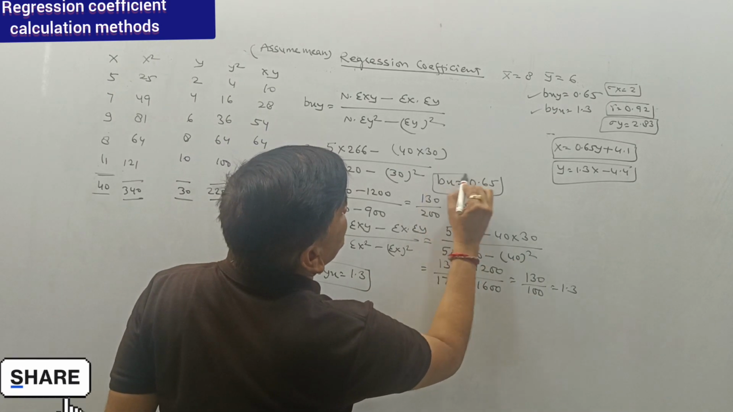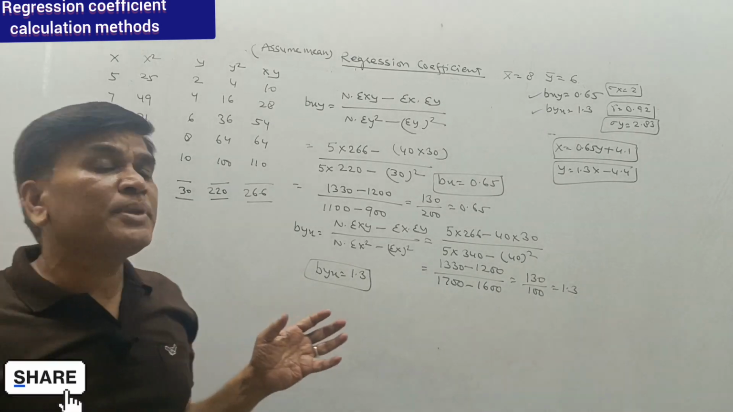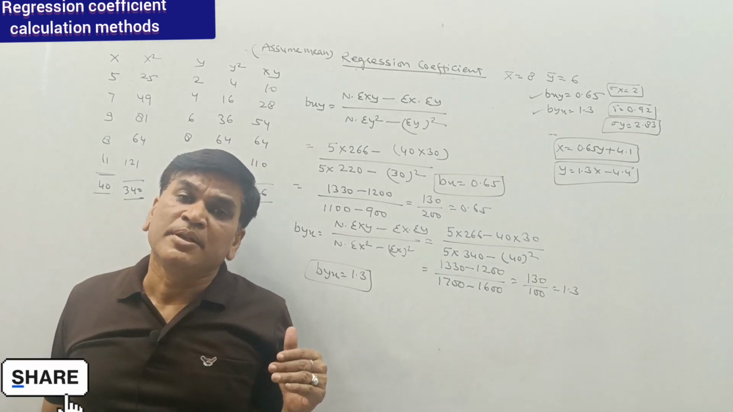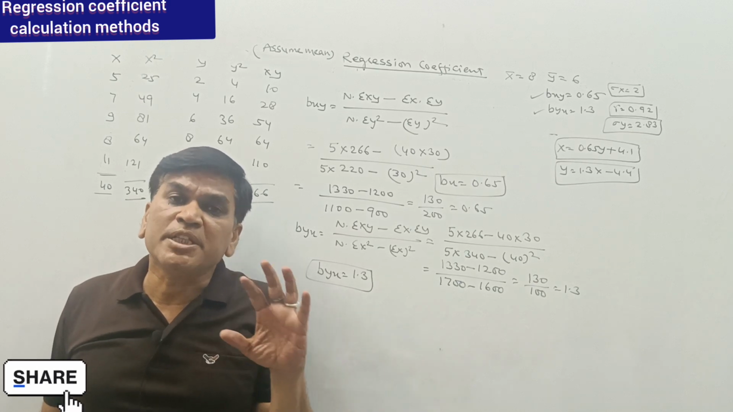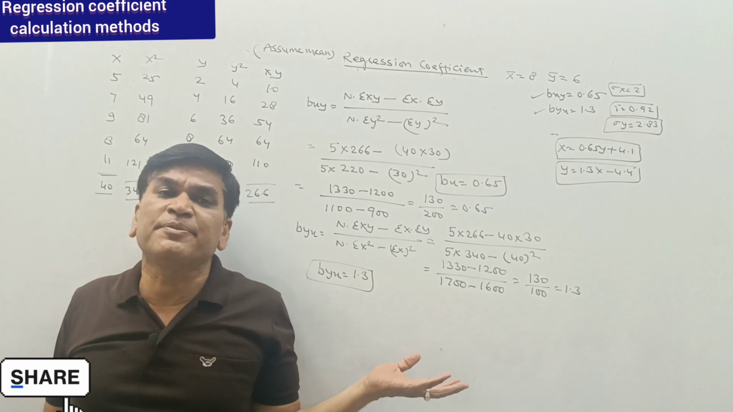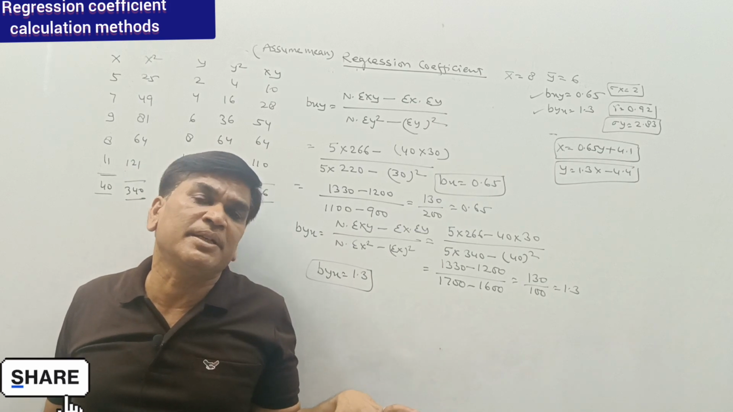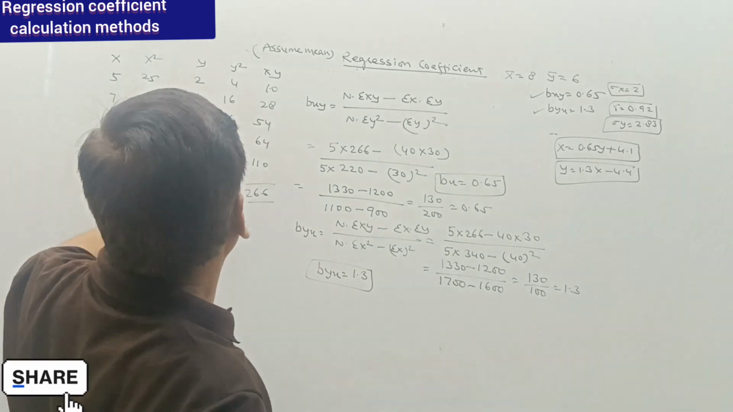So the same value is over there. Whichever method you may use, the result of bxy and byx will be the same. So it is up to you which method you feel is easy for you, you can adopt that method and calculate the value of bxy and byx.